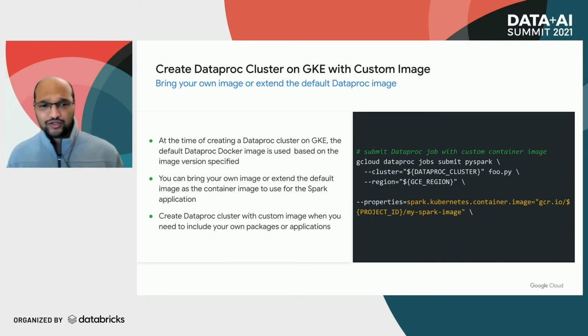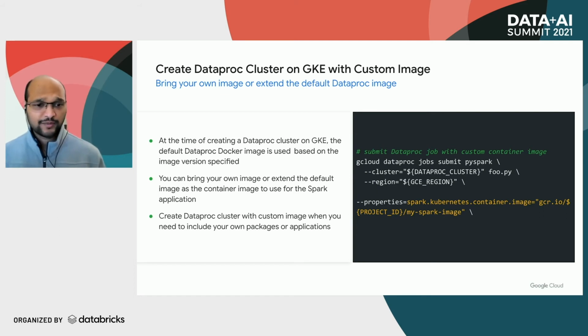All right, coming to the flexibility of Dataproc on GKE. When you're using a managed service like Cloud Dataproc for Spark jobs, you may want to bring in your own Docker images or extend default images provided by Dataproc. By default, when you create a Dataproc cluster on GKE, the default Dataproc image is used based on the image version that you're specifying.